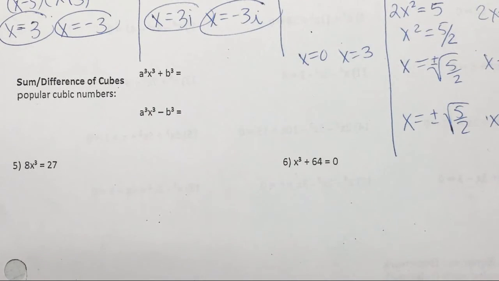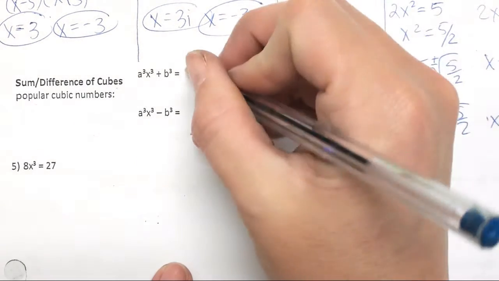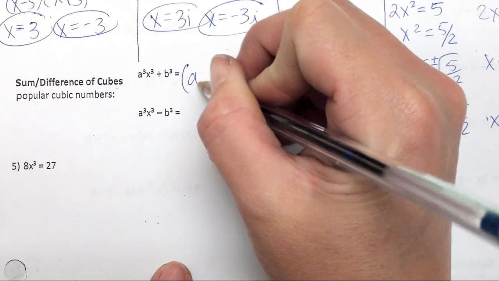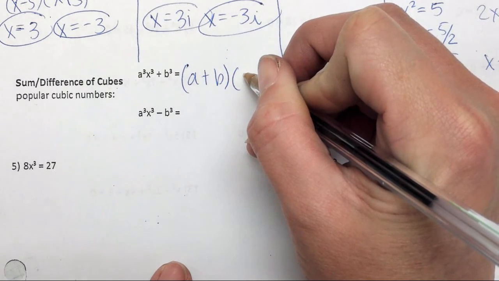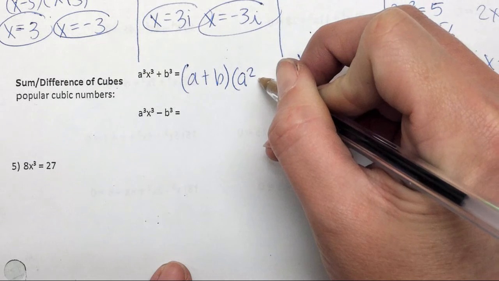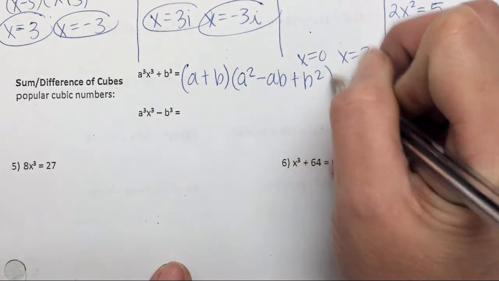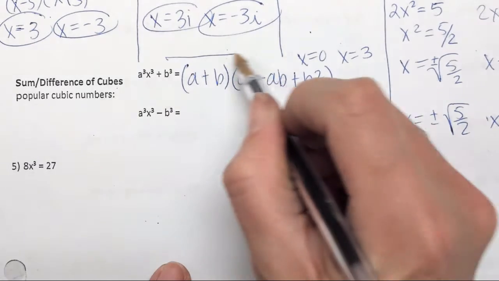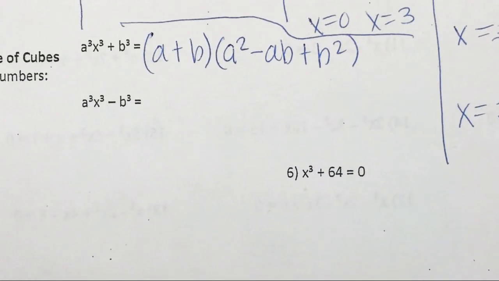Okay? Can anybody tell me the formula for sum of cubes? Do y'all remember? Go ahead. A plus B. Almost. Perfect. We all cheating? Okay, good.